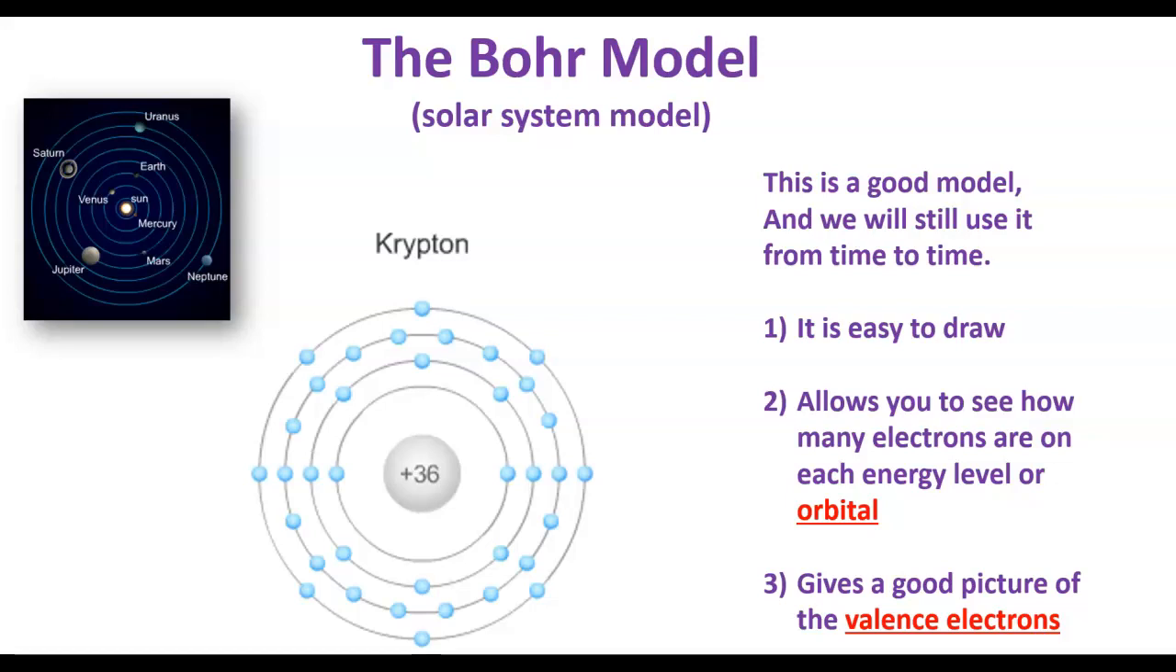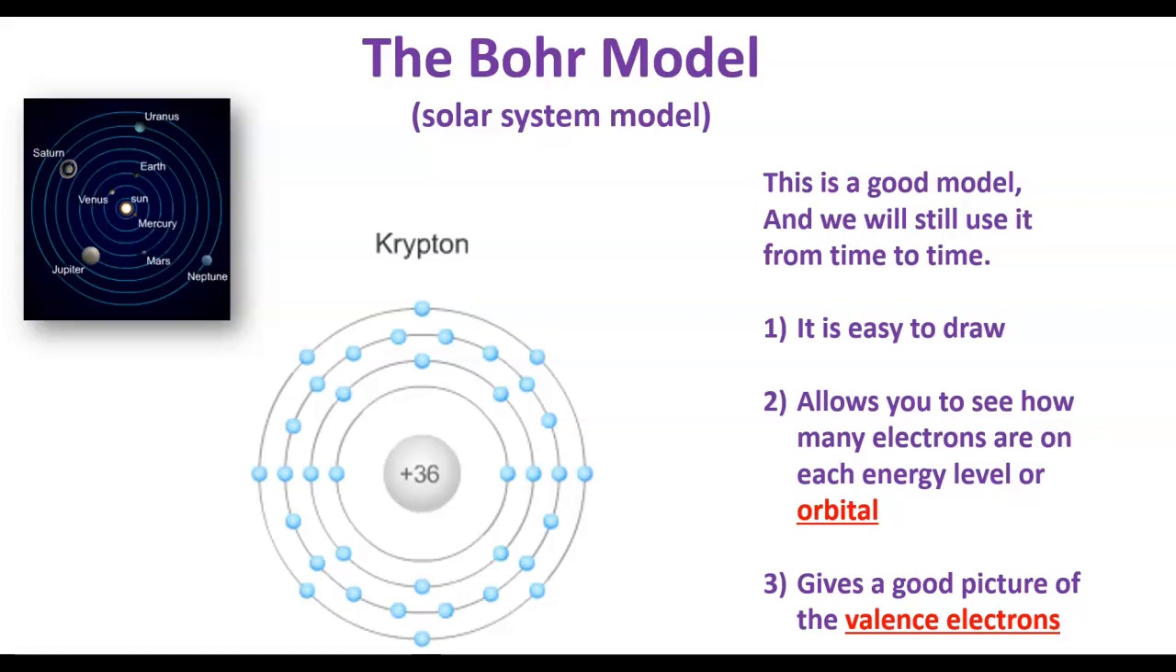However, this model is not going to go away. So we're still going to use the Bohr model, and on the right-hand side it says why. It makes it easy to draw, right? I could draw a Bohr model pretty easily. I could see all of the electrons. I could see all of the energy levels. I could easily count up the number of valence electrons, all things that are not easy to do in the Schrodinger model.